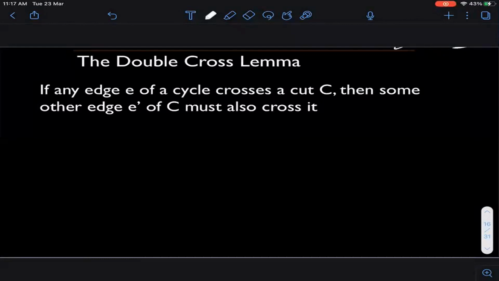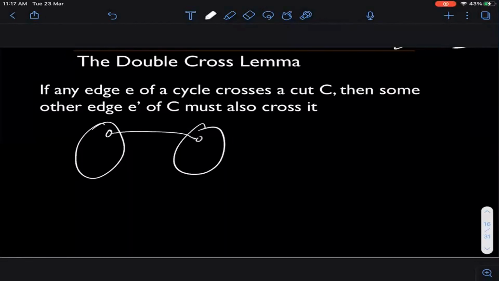Okay. So here is another. It's a very easy fact. It's very easy to prove. So what I'm saying here is that if there is a cut, and suppose there is a cycle. So all of us know what a cycle is. It's a path such that the first vertex and the last vertex are the same. That's a cycle. So I'm claiming that suppose there is an edge E, which is part of a cycle and which is crossing this cut.